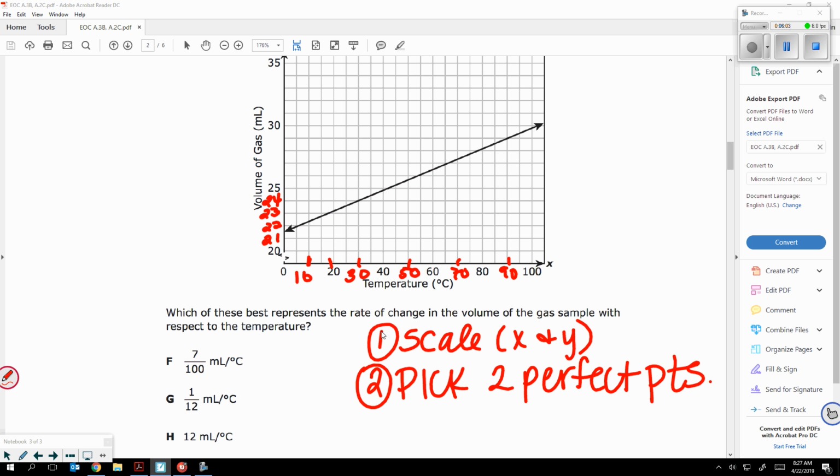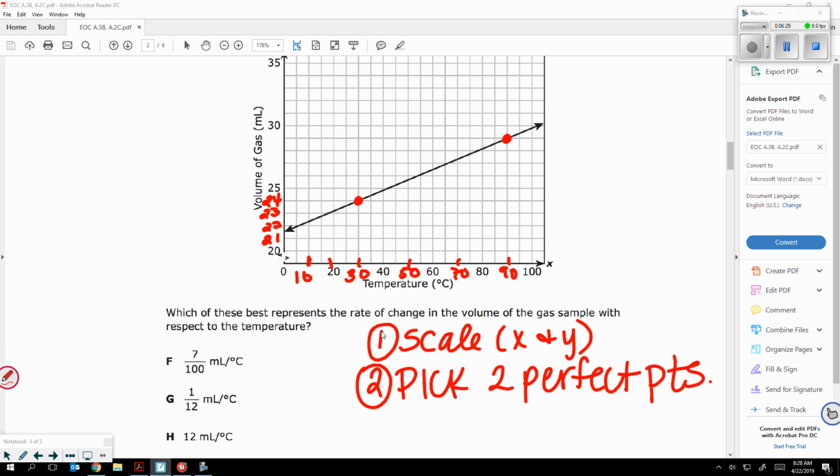Okay, so we're going to look for 2 perfect points that we think are exactly on the lines themselves. The points I chose were at x is 30, where it looks like it's right on the line and touches an exact point. And then also at x is 90, it's touching an exact point.